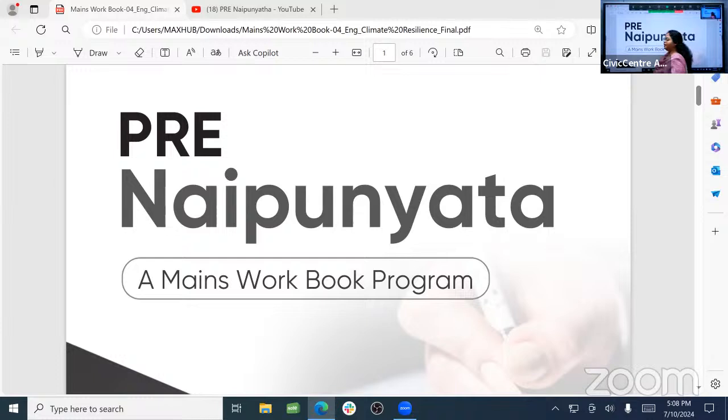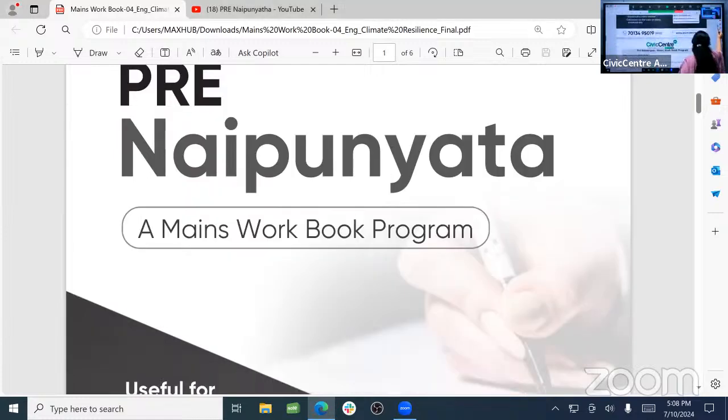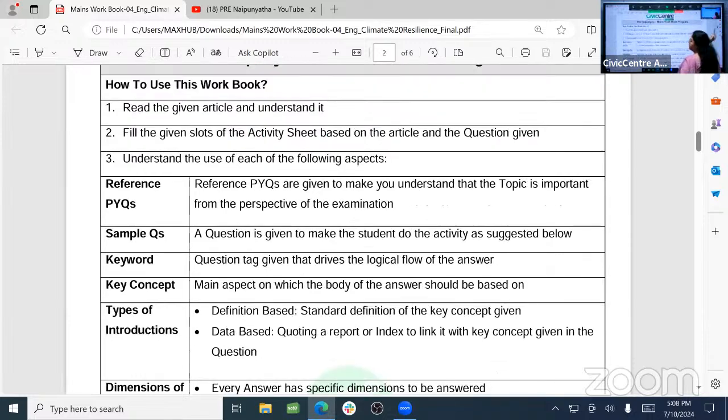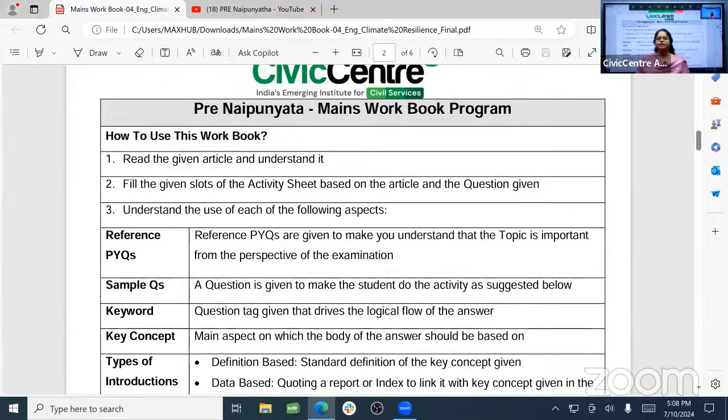This evening, we are here to discuss our fourth topic, the fourth Pre Naipunyata workbook. As you all know, we have already shared the newspaper article and the sample question with you. If you are new to the Pre Naipunyata workbook, let us discuss how it is to be utilized by the aspirants. Let's go through it briefly.